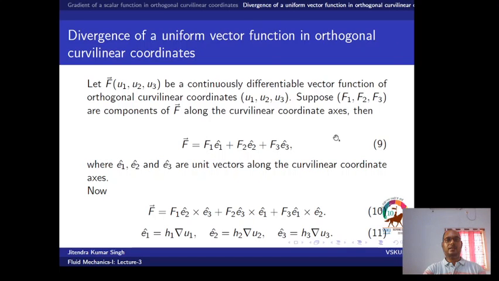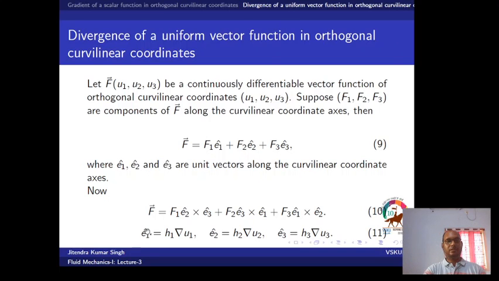Now equation 9 can also be written as, since we know that the unit vector e1 is the cross product of unit vectors e2 and e3, e2 cross e3 is equal to e1, unit vector e2 is equal to e3 cross e1, and unit vector e3 is e1 cross e2. So in equation 9, unit vector e1 is replaced by e2 cross e3, unit vector e2 is replaced by e3 cross e1, and unit vector e3 is replaced by e1 cross e2. So equation 9 assumes the form of equation number 10.